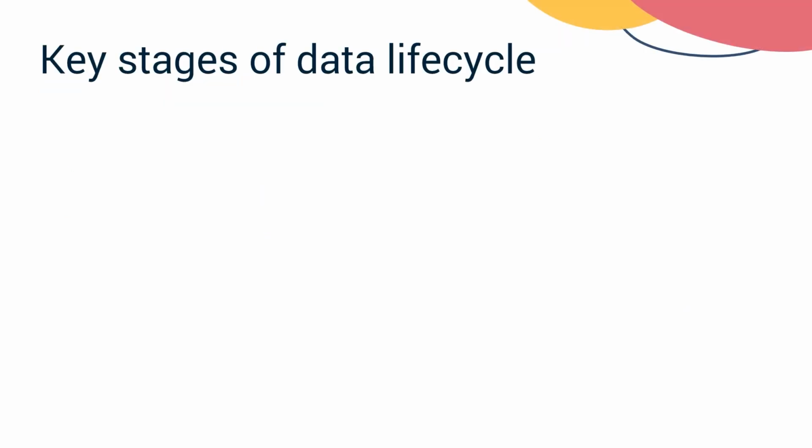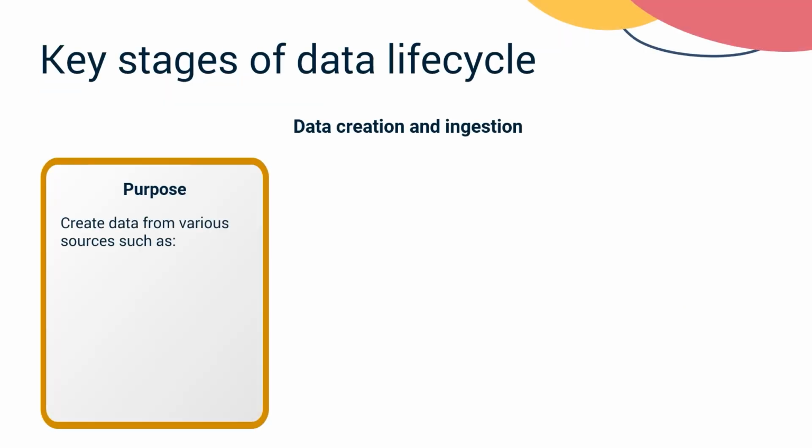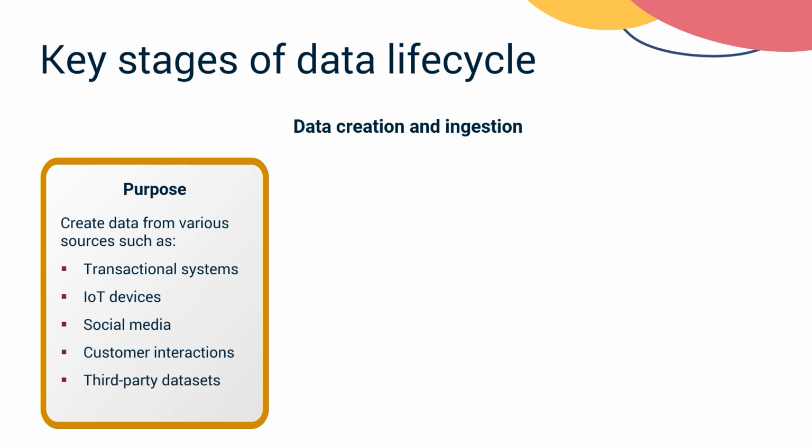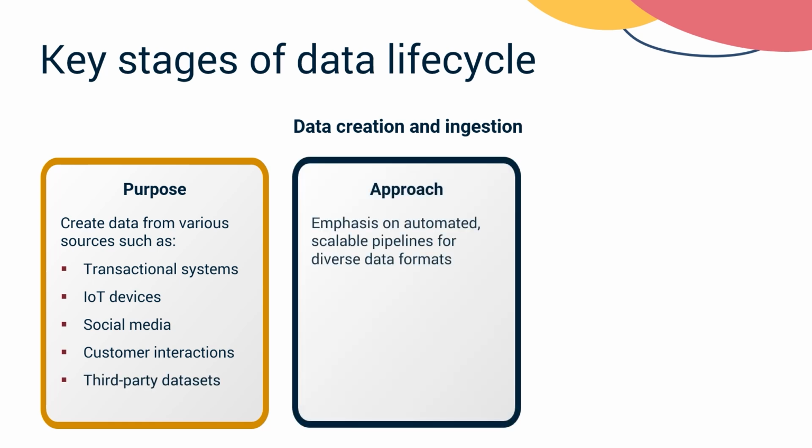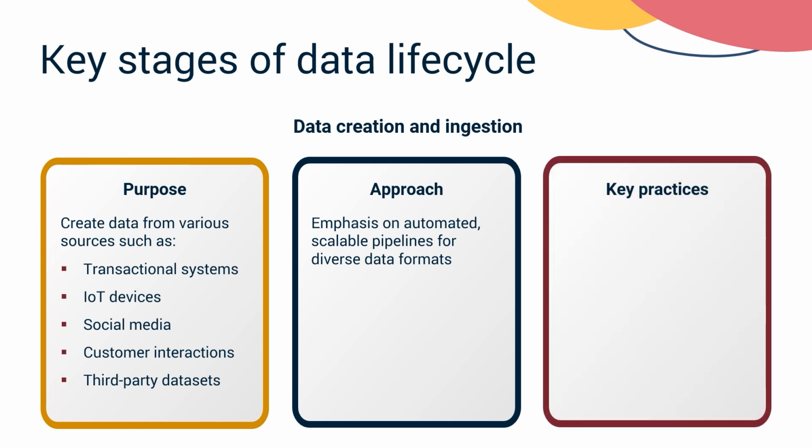The data lifecycle begins with data creation, which can originate from various sources, such as transactional systems, IoT devices, social media, customer interactions, and third-party datasets. Data ops efficiently handles diverse data formats, such as structured, semi-structured, and unstructured, by emphasizing automated and scalable ingestion pipelines. One key practice for data creation and ingestion involves leveraging integration tools such as extract, transform, load, or ETL and ELT to efficiently integrate data from different sources.